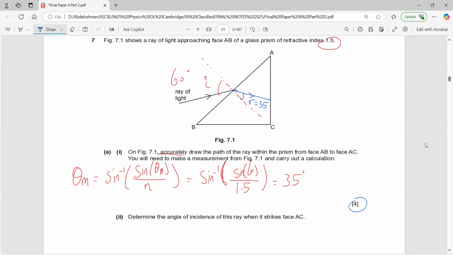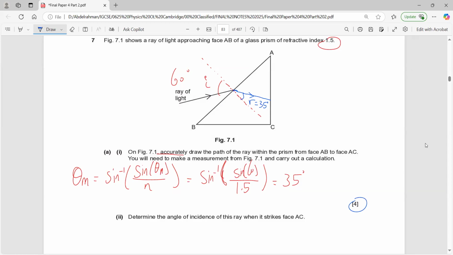You have to make sure that you know how to draw the angle of incidence and angle of refraction, to take accurate measurements, and to calculate theta M, the angle in the medium.